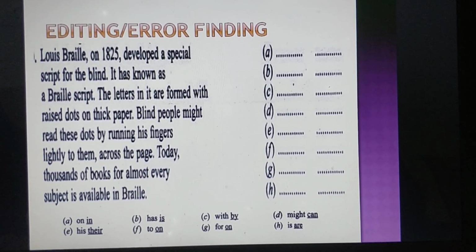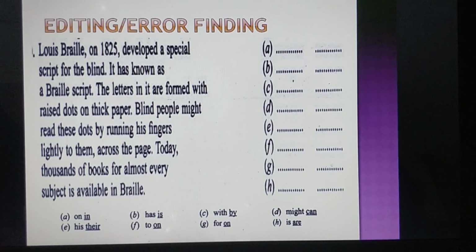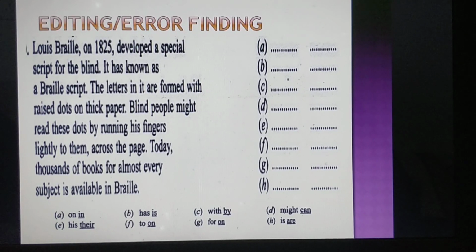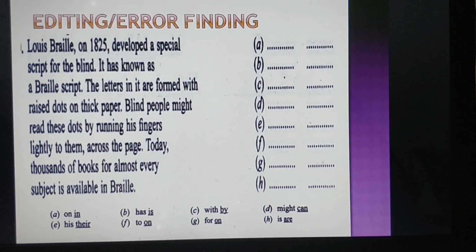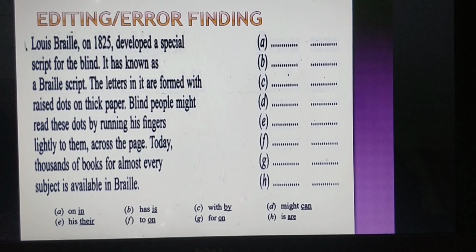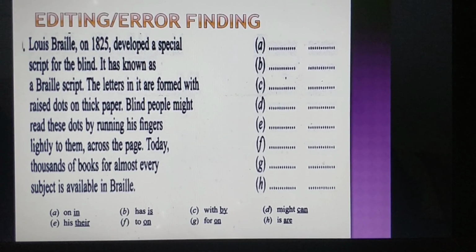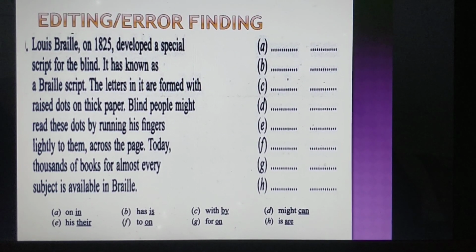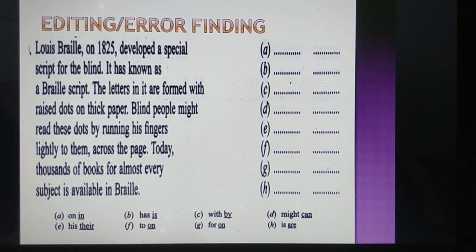Blind people might read these dots by running his fingers lightly to them across the page. Blind people, might, in place of might it should be can. Blind people can read these dots by running their fingers. Blind people is plural. So here it should be their, T-H-E-I-R. Running their fingers lightly on them. In place of to, it should be on them across the page.